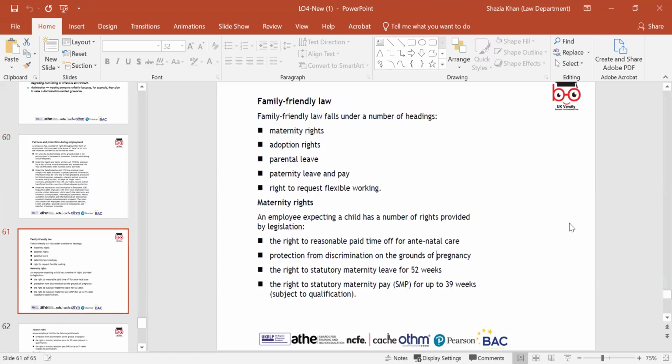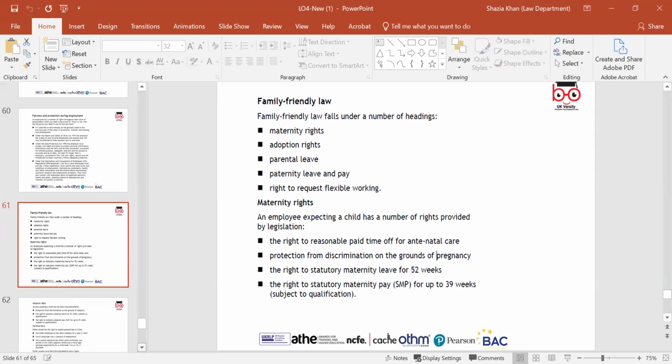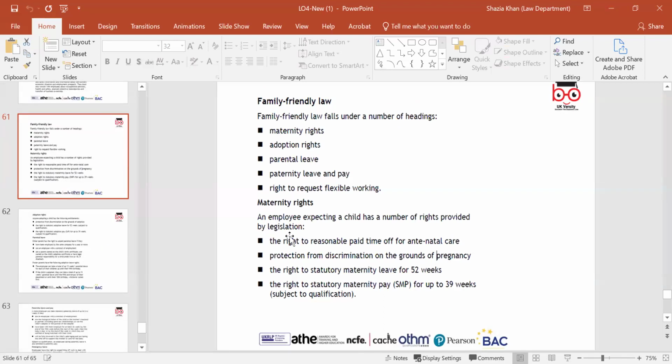Family-friendly law. Family-friendly law falls into a number of categories, such as maternity rights, adoption rights, parental leave, paternity leave and pay, and the right to request flexible working. Maternity rights are quite important, as an employer must provide and follow the legislation. Things such as reasonable paid time off for antenatal care, protection from discrimination on grounds of pregnancy, the right to statutory maternity leave for 52 weeks, and the right to statutory maternity pay, which is SMP, for 39 weeks.